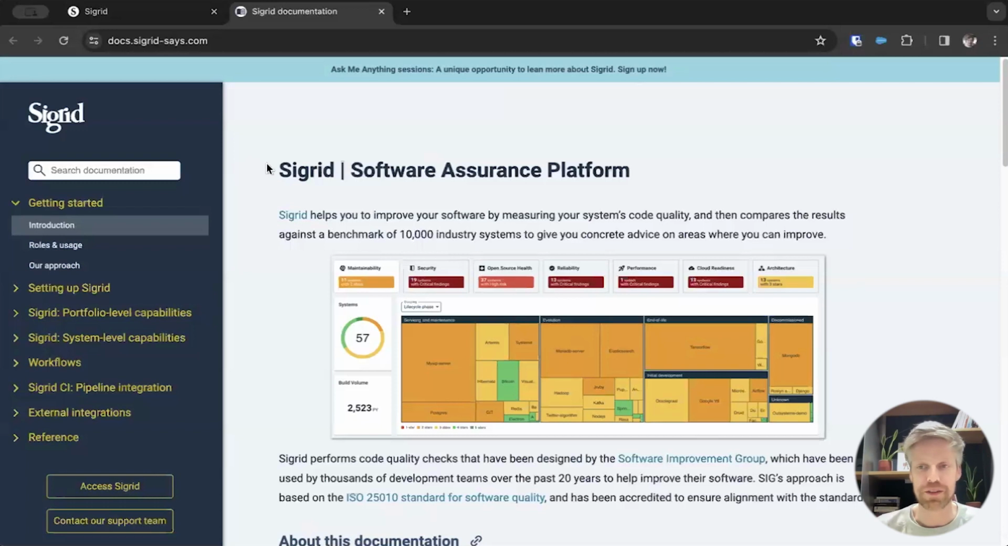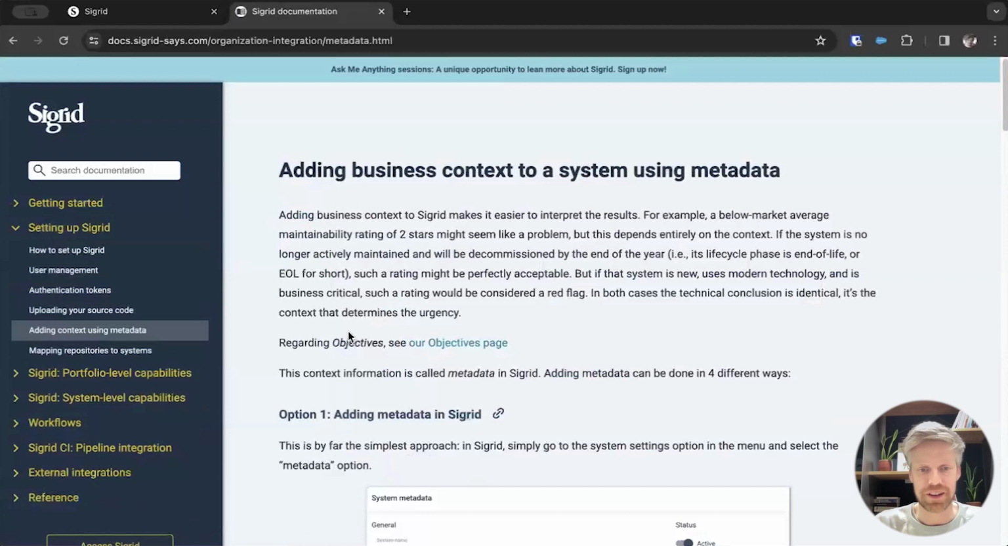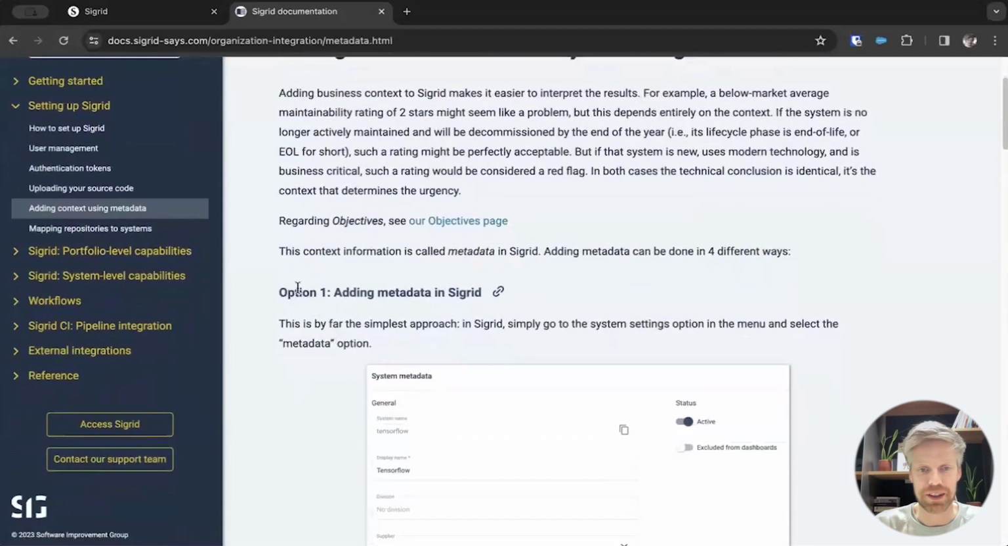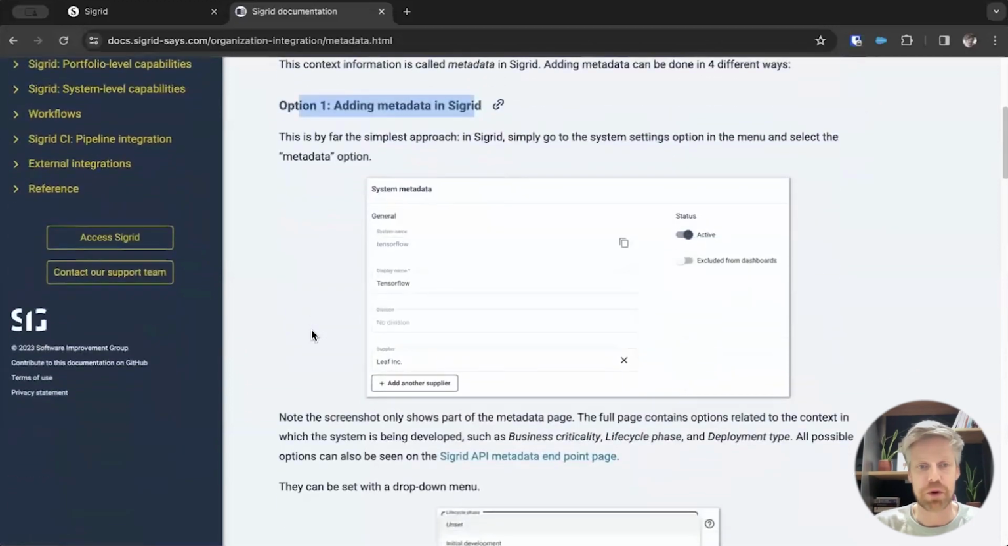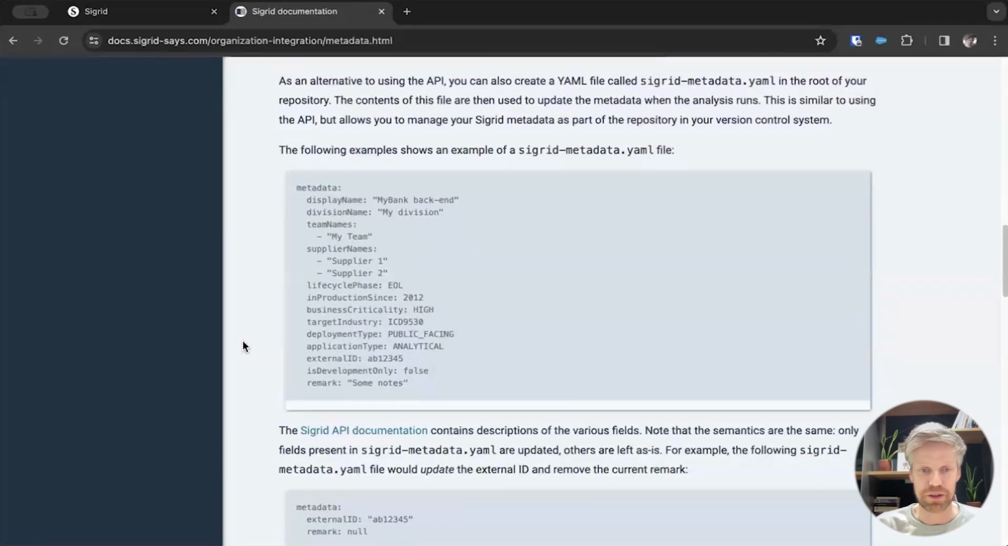First, portfolio objectives. There are a few steps to make them work most effectively. One is to set up Sigrid and add the context using the metadata. There are different ways; for example, you can do that through Sigrid itself. If I go down here, it gets more interesting if you want more self-service and have more large-scale portfolios handled in Sigrid. You can also add that using your own configuration file in your repository. More information about how to do that is written down there.